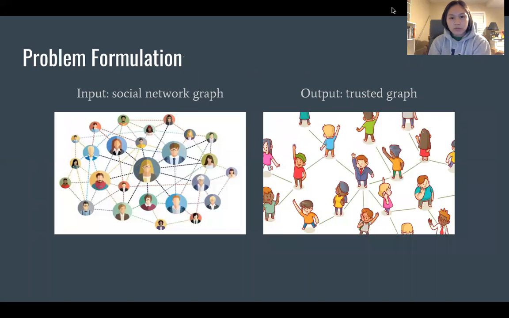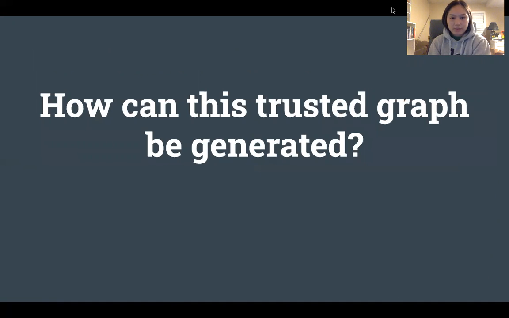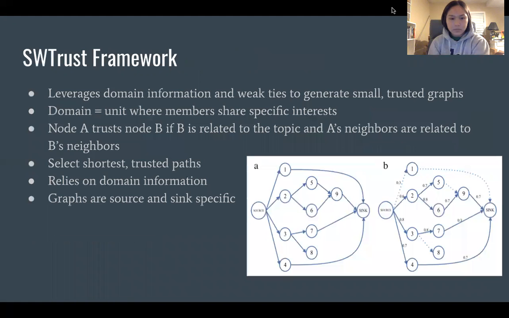For the problem formulation of my project, the input is a social network graph and the output is a trusted graph, which the recommendation system can then use. So the main question is, how can this trusted graph be generated? And this boils down to the question, how can we quantify trust?